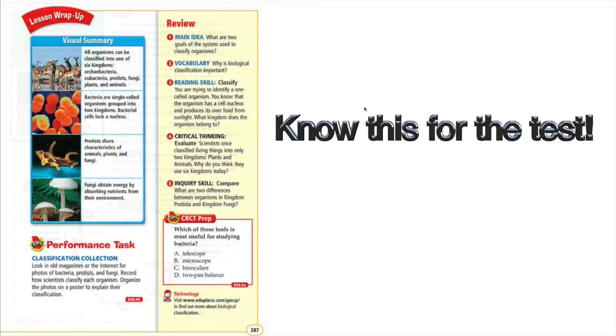Lesson 1, what should we know? We should know that all organisms fall into one of the 6 kingdoms. Remember, there are 2 bacteria, the Archaebacteria, or those ancient bacteria, and the Eubacteria, which are the most common ones that we know of. Remember, there are Protists, which are those single-celled, usually things like algae. Fungi, those are the mushroom groups.